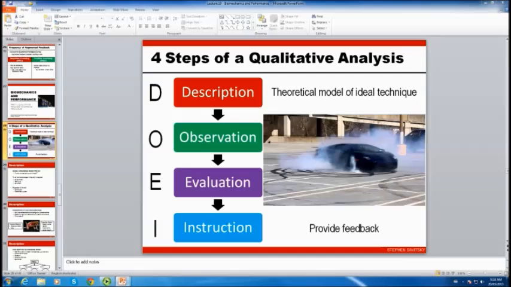Observation is us watching them and understanding the best way to watch. Evaluation is our analysis component. When we look at the performance and we are able to examine which sections we need to improve. And the instruction is our feedback. When we have the athlete and we need to tell them, here's the gold standard. So I'm thinking as a coach, here's the gold standard. Now I'm going to watch my athlete. And now I know where their problems are. The final component is the communication between you and the athlete to improve them.